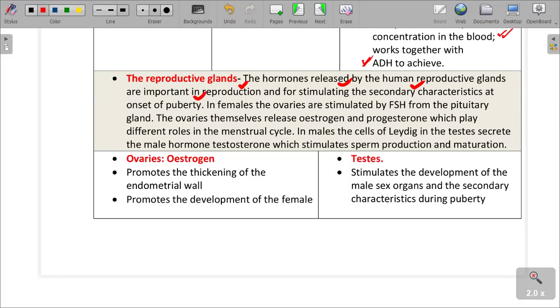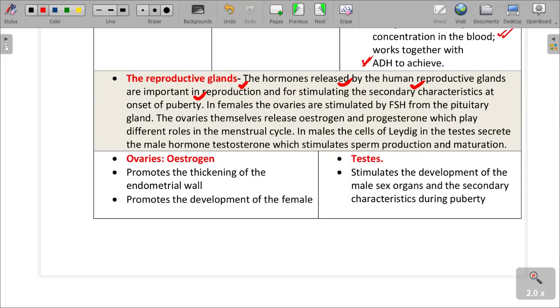I'm sure, for most of us who are in class right now, we have done reproduction. Reproduction is a process that is hormonally controlled. The hormones are produced by the reproductive glands. These reproductive glands are responsible for the reproduction process and also kick-starting the secondary characteristic development, the changes that show growth from childhood to adulthood.